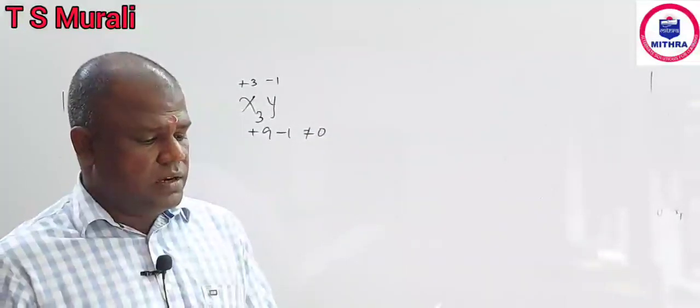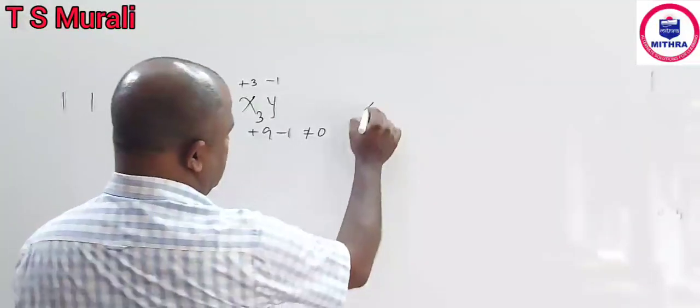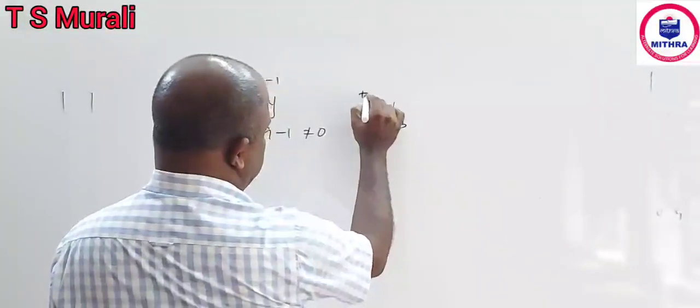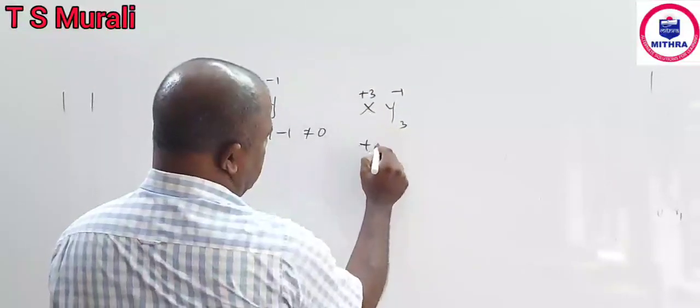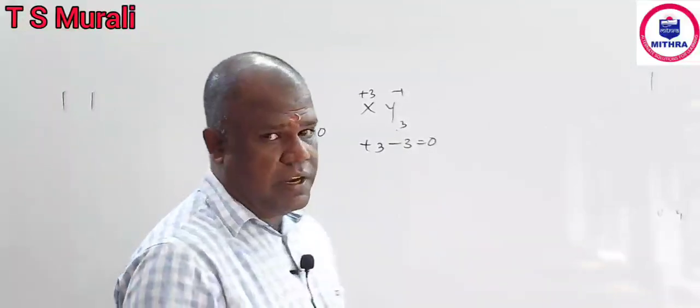Second option, X2Y, also not possible. The third one is correct, XY3. XY3 means X is +3 and Y is -1, so +3 -3 equals 0. So the right formula is option 3.